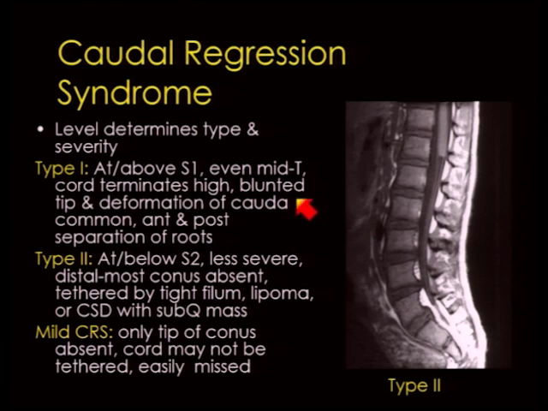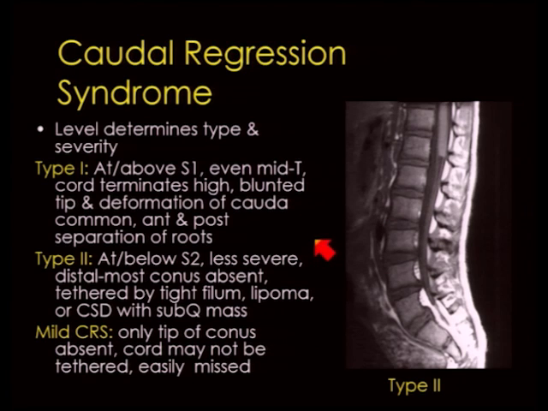So the type 1 is the more severe, at or above the S1 level. You have blunting and you have this deformed cauda equina. The type 2 you're going to see most commonly at or below the S2 level. The thing that you want to look for on the sagittal imaging is you should always have a really beautifully tapered conus. If you see blunting of the conus or the so-called hatchet-shaped conus, that should raise your concern. Cast your eye distally and start counting those sacral and coccygeal elements, and you see that they're inadequate here. This is the type 2 caudal regression syndrome.